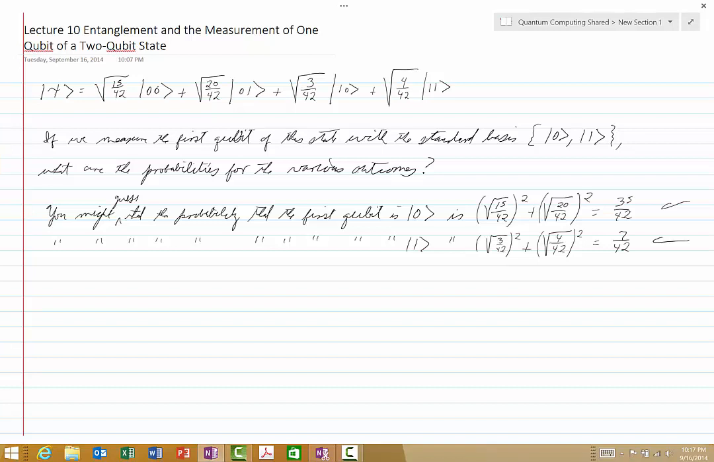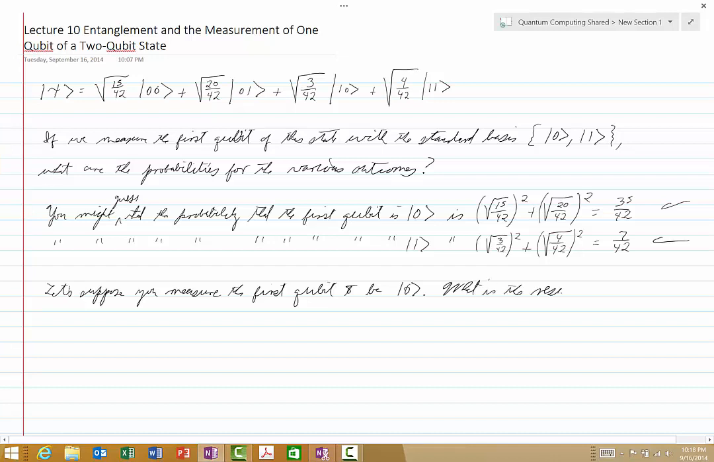Let's suppose, in fact, I want to go ahead and put this question down. Let's suppose you measure the first qubit to be 0. What is the resulting state?